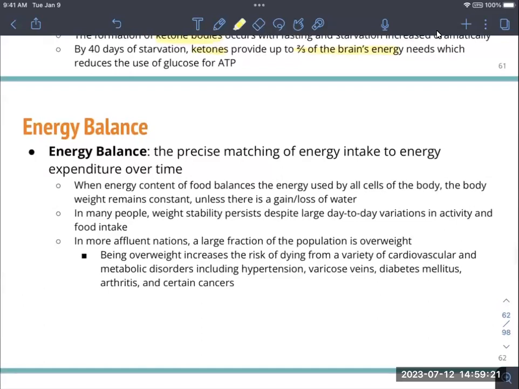So how do we balance this energy expenditure? When energy content in food balances the energy used by all cells, the body's weight remains constant. So you don't gain weight, you don't lose weight, as long as you're giving your body the amount of energy it needs every day to get by. In many people, weight stability persists despite very large day-to-day variations. They can eat a lot one day, a little bit the next.